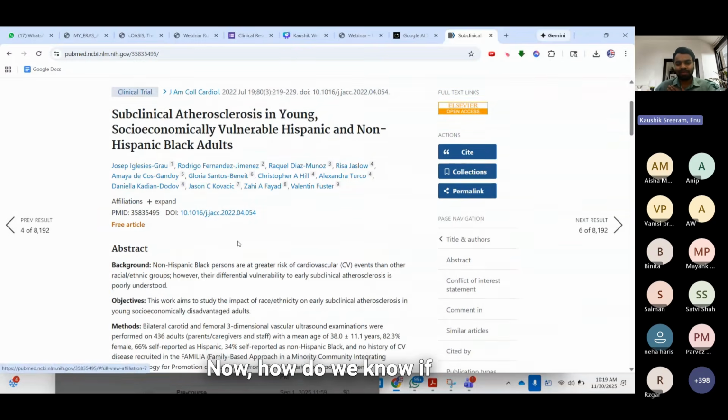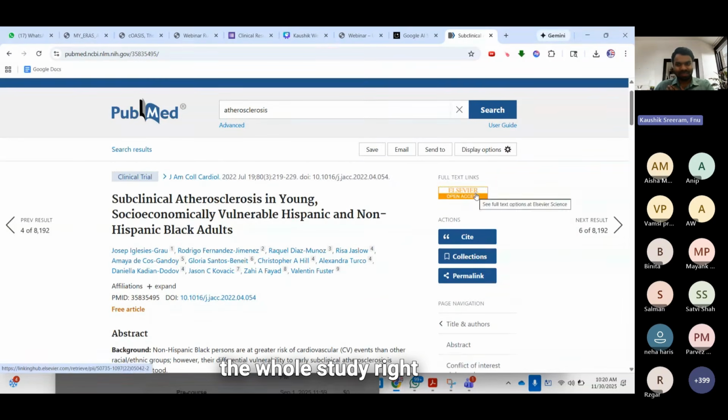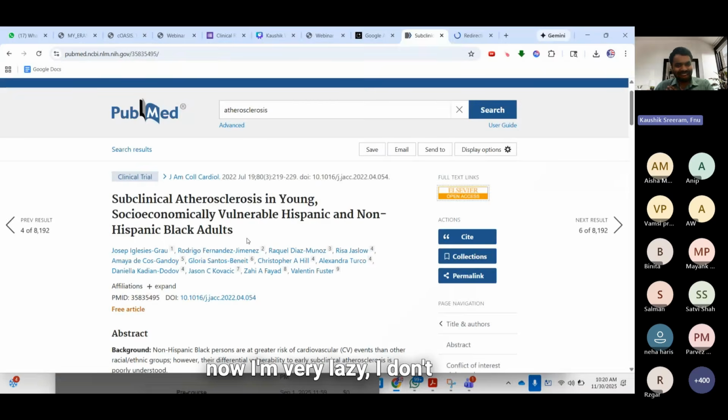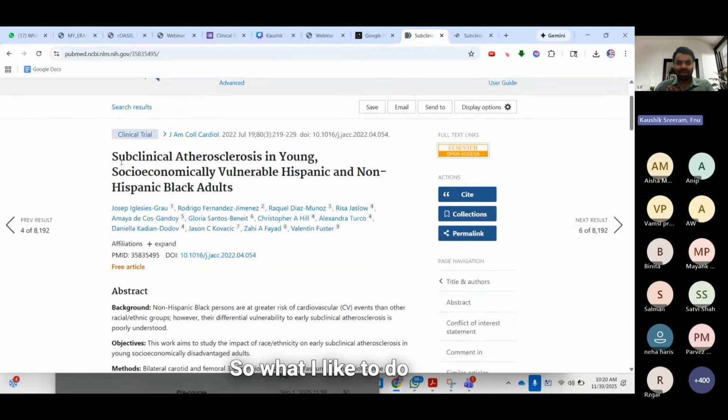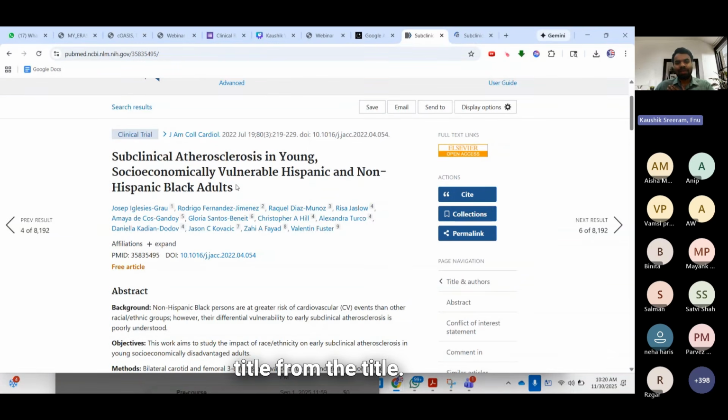Now, how do we know if a study is good or not? You will have to read the whole study. Right now, I'm very lazy. I don't like reading so much. So what I like to do is I try to look at the title. From the title, I will understand if the study is worth reviewing or not, right?